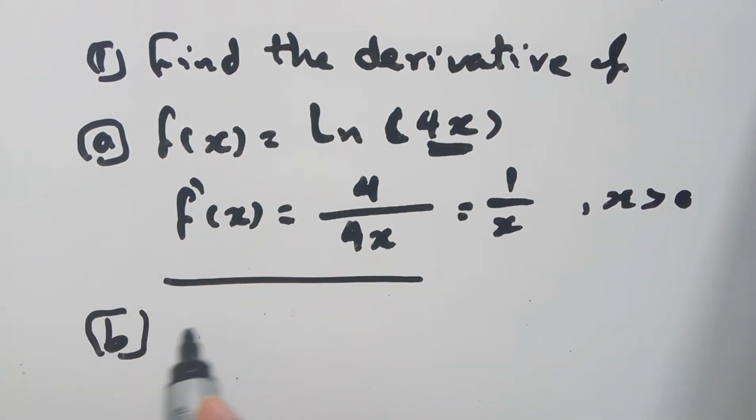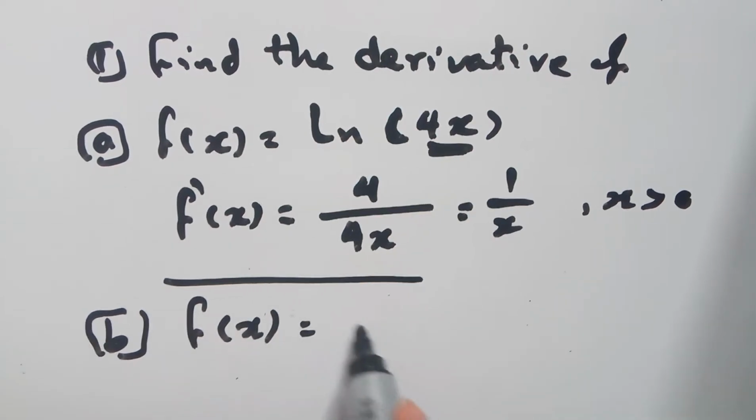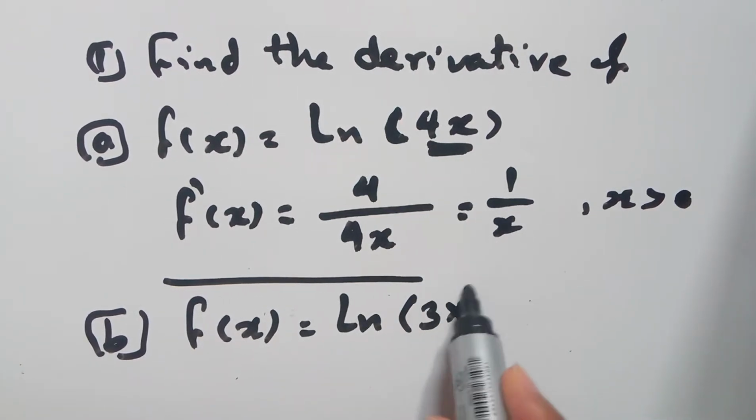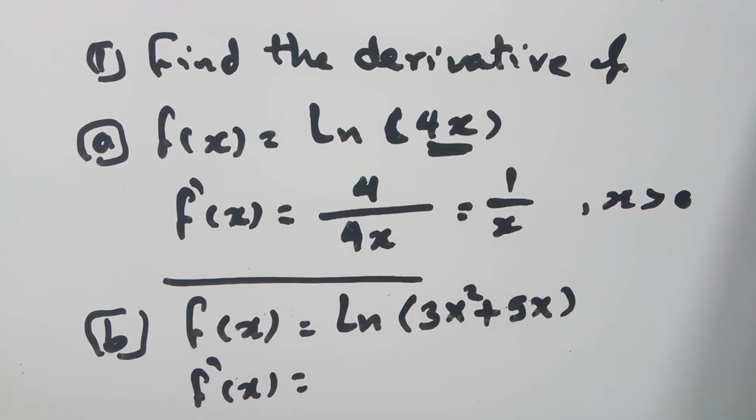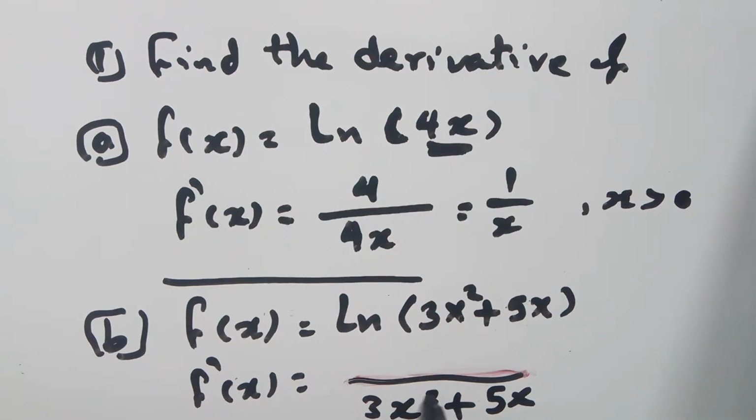Letter B. f of x equal ln of 3x squared plus 5x. What is the derivative here? Then f prime of x is equal to the same function down, 3x squared plus 5x, and its derivative up, the derivative for 3x squared will be 6x, plus 5x will be 5.